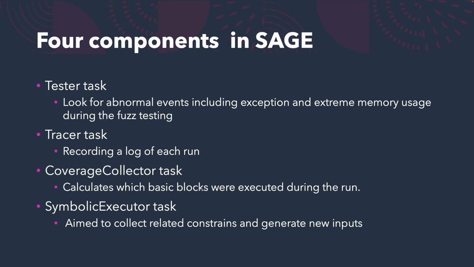The third is called the coverage collector. It will compute which basic blocks were executed during the run, based on the recorded execution. This information is usually used for the score function. And the symbolic executor, by replaying the recorded execution once again, this time collects the input-related constraints and generates new input using the constraint solver.